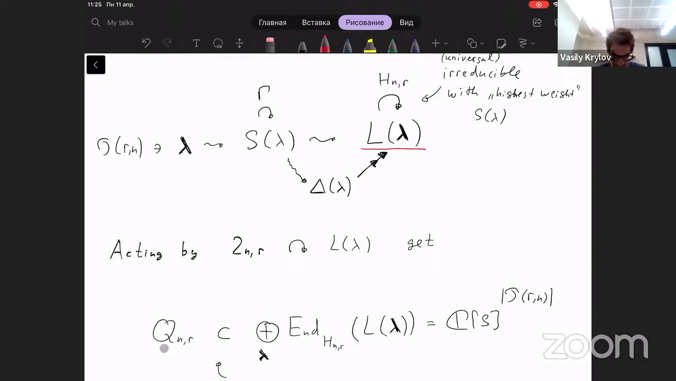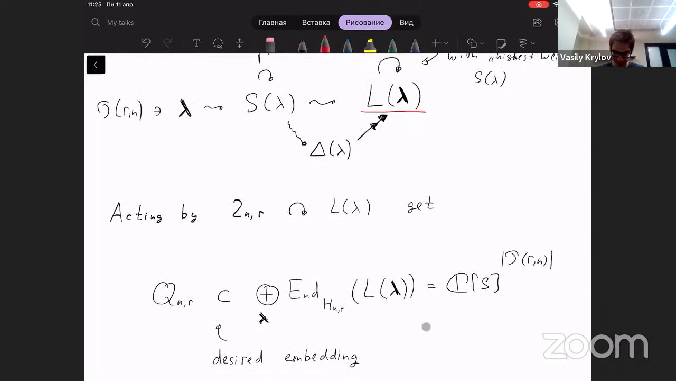So we have a map from Q_{n,r} to the direct sum, over all lambda, of endomorphisms over H_{1,c} of this L of lambda, just by acting on the corresponding representation. And this direct sum is exactly the algebra inside which we wanted to embed our schematic fixed points. So we get the desired embedding using representation theory.